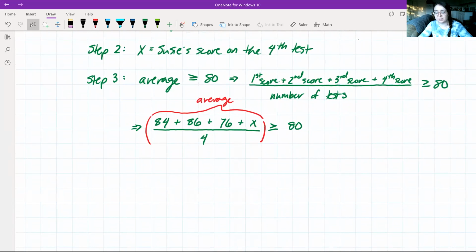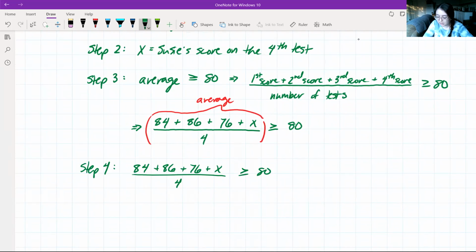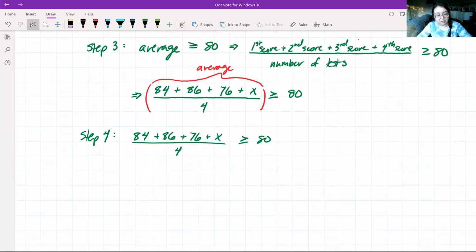And step 4, we want to solve this equation. So we want to solve 84 plus 86 plus 76 plus x, all divided by 4, greater than or equal to 80. So we want to simplify. Simplifying our numerator, we add the values of 84, 86, and 76, which is going to give us 246 plus x. And this is all divided by 4. Now remember, we want to isolate x as much as possible, so we need to get rid of our 4 in our denominator. So we can go ahead and multiply each side by 4.